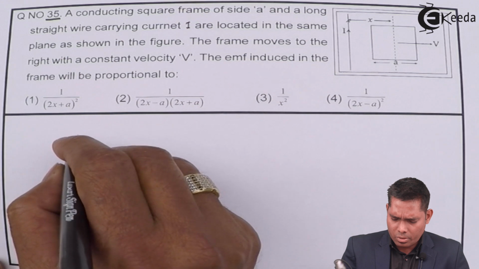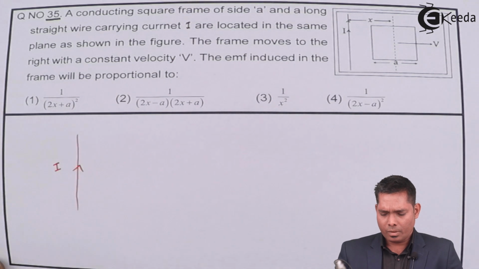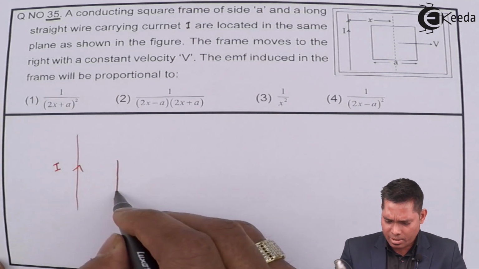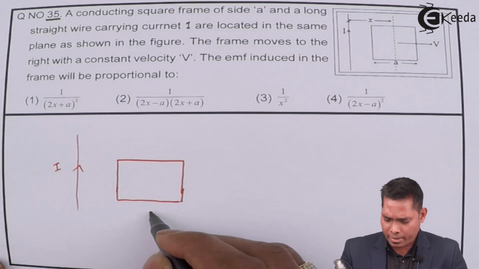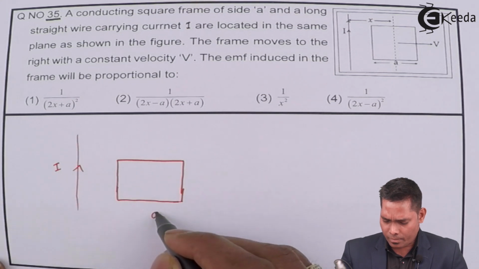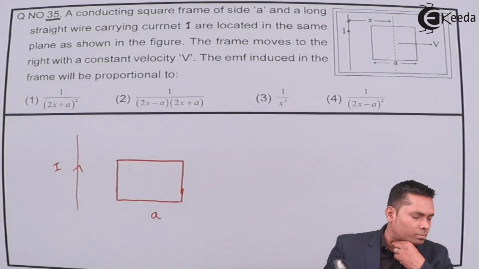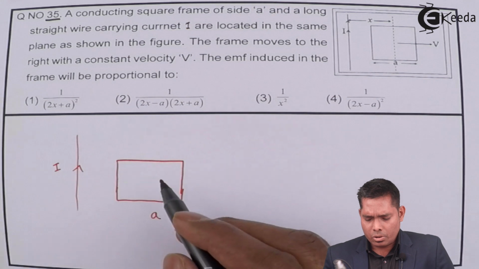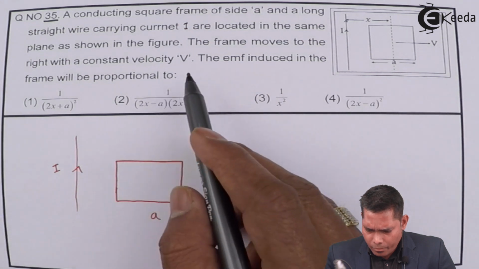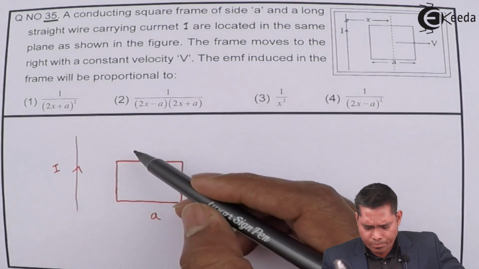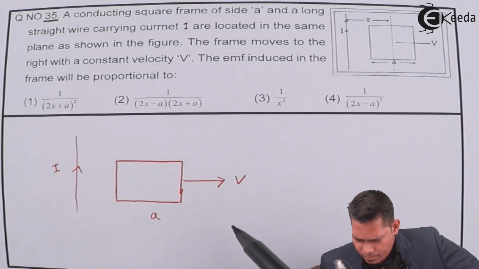First of all, if this is the wire which carries the current I, and there exists a square frame of side A, this side is A, this side is A and A, because it is a square frame. Now we have to find the EMF induced in the frame, and this is moving with a constant velocity v.